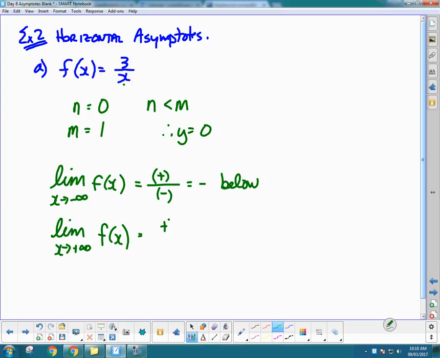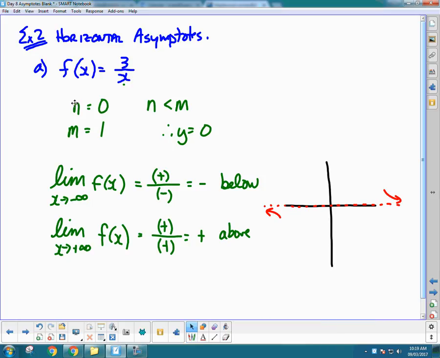We can do a test point and put in a really, really big positive number. Again, the 3 doesn't care. But when you put in positive infinity there, it's going to be plus, and that's going to tell me it's above 0. And so for this particular one, if I was looking at the horizontal asymptote, which is at 0, I can tell that on the left it's coming from below, and from the right it's coming from above. So this was great when the horizontal asymptote was at 0.